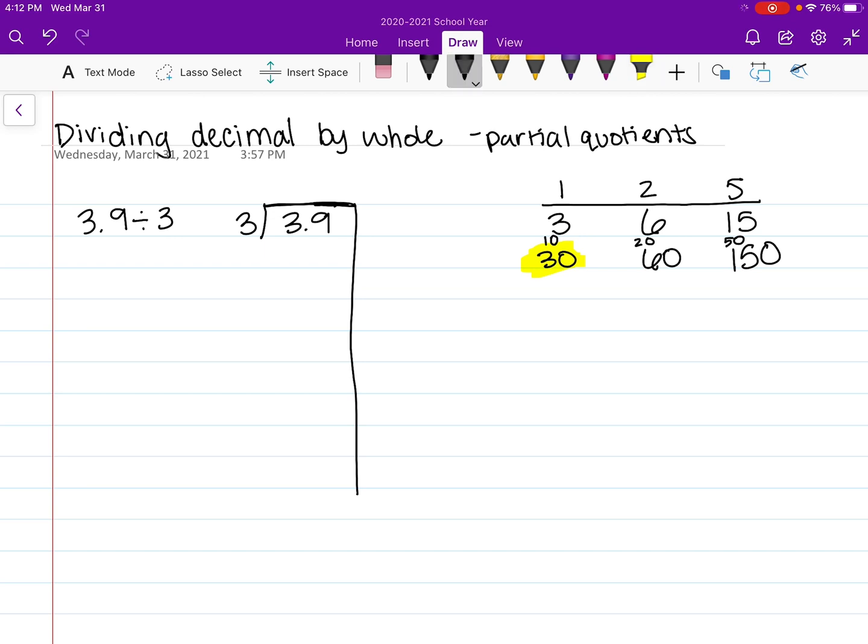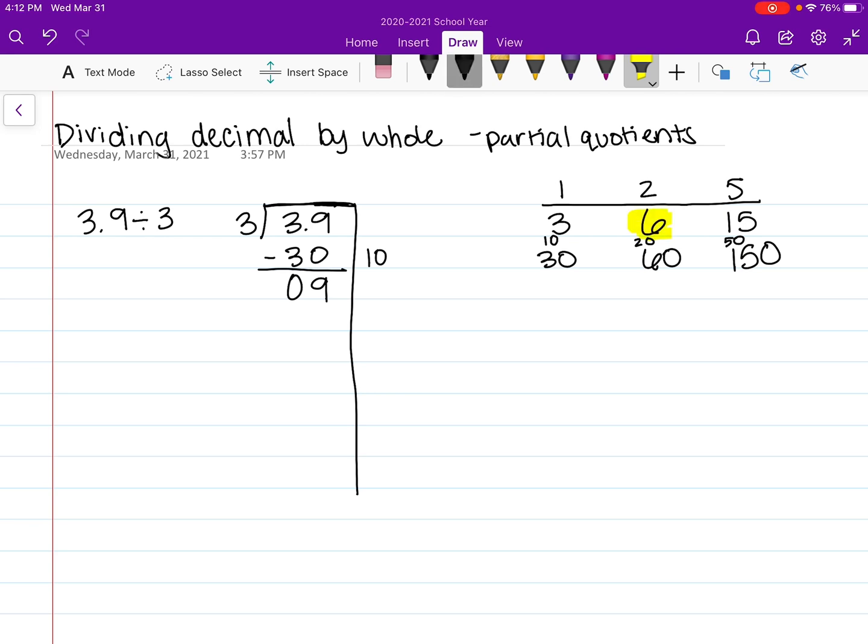So 30 is the biggest number I can take away. So I am doing 3 times 10. I'm taking away 10 groups of 3, and that's 30. So now I just subtract. 9 minus 0 is 9. 3 minus 3 is 0. So I'm going to look at the next closest number in my table, which is 6.